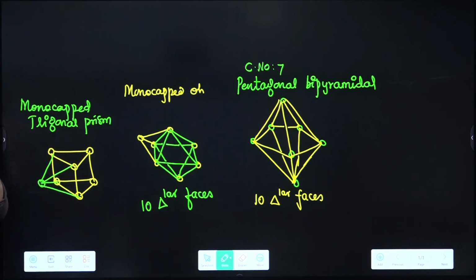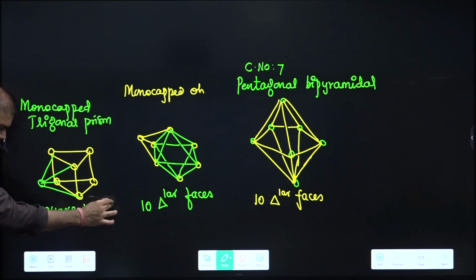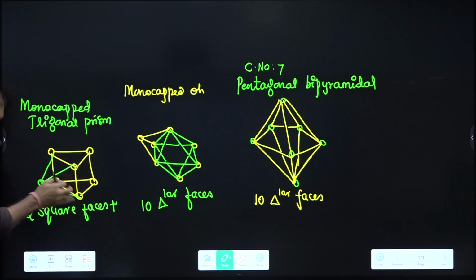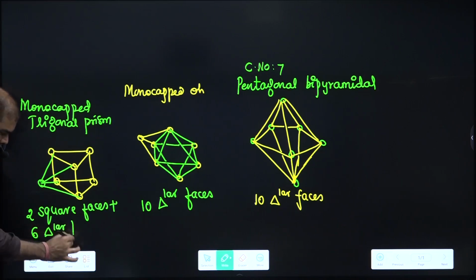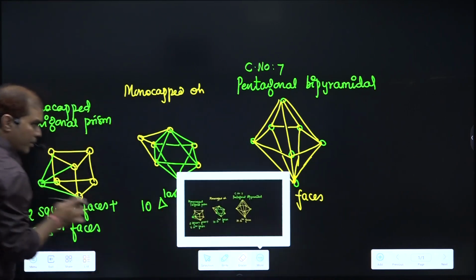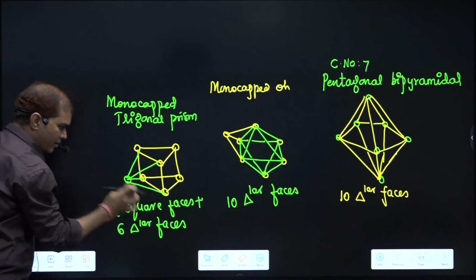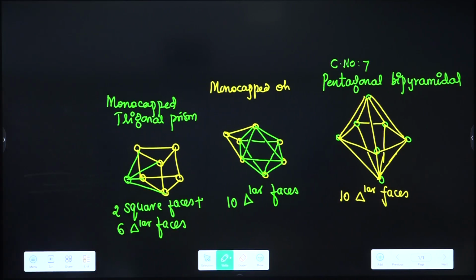Trigonal prism has how many faces? 2 triangular faces, 3 square faces. But 1 square face got embedded. So we have 2 square faces, up and down 2 triangular faces, and the new 4. So 6. 2 square faces, because 1 square face has got embedded, along with that 4 triangular faces are coming. So altogether 6 triangular faces and 2 square faces.